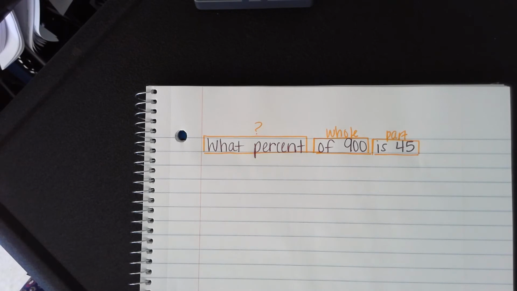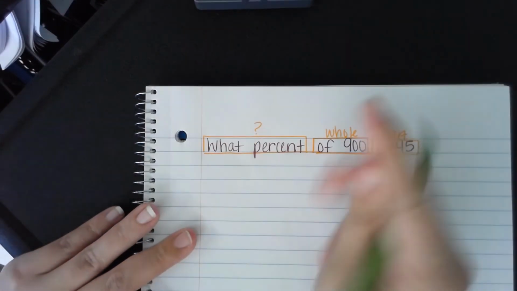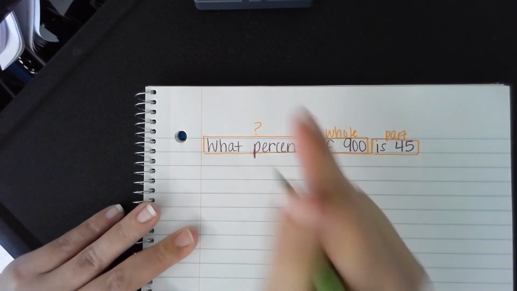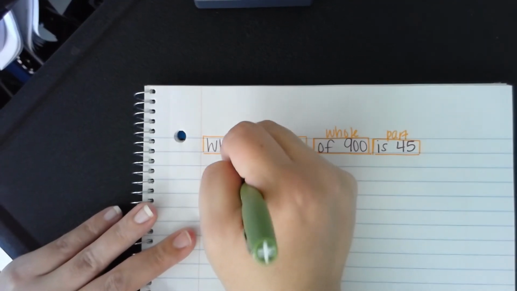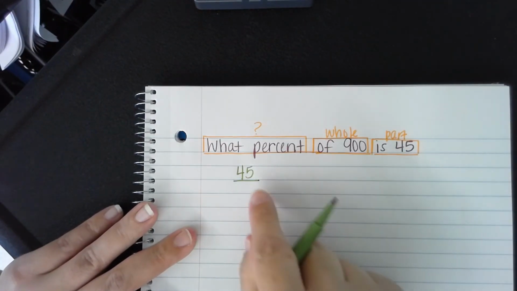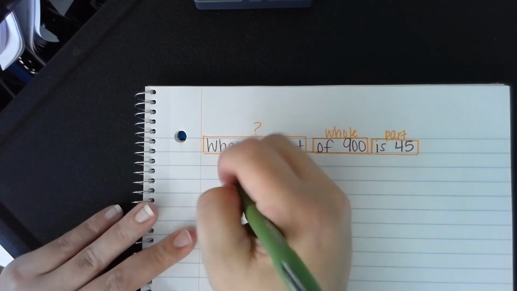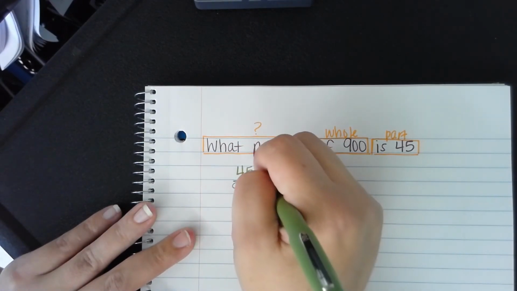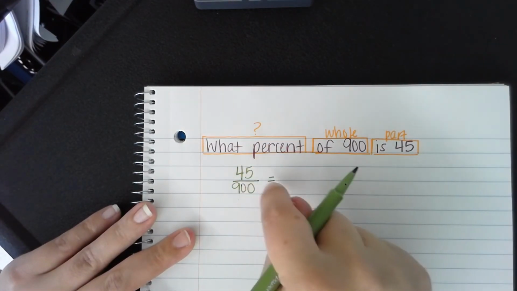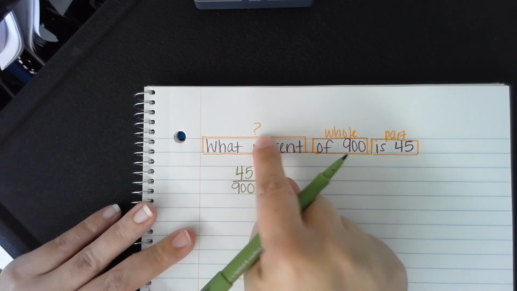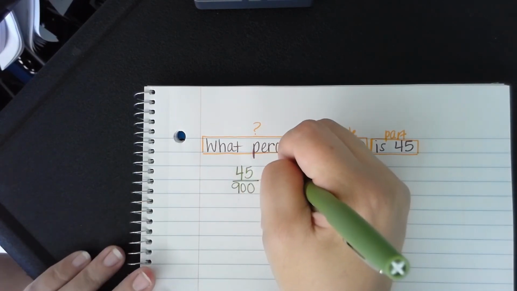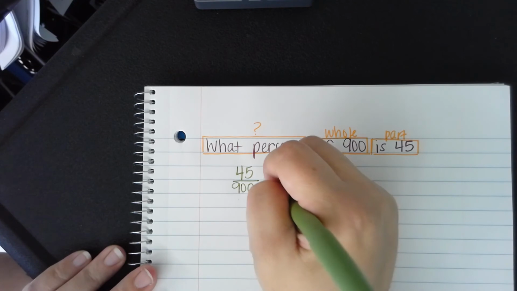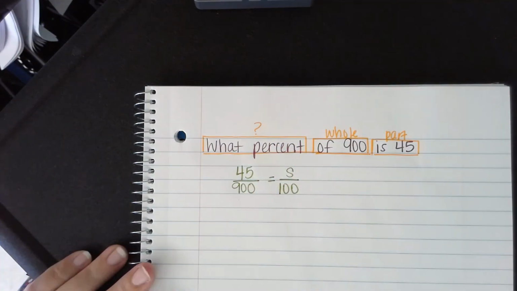So I'm going to set up my ratio comparison. Is over of equals percent over 100. Is would be 45, and we said that that's over of 900, equals percent. Well, we said that that's unknown, so this time I'm going to use S. And 100 always goes on the bottom right.